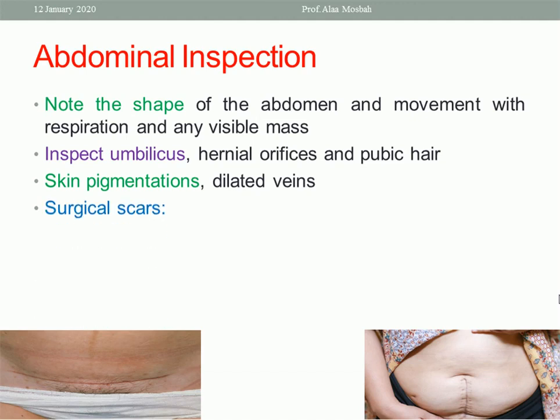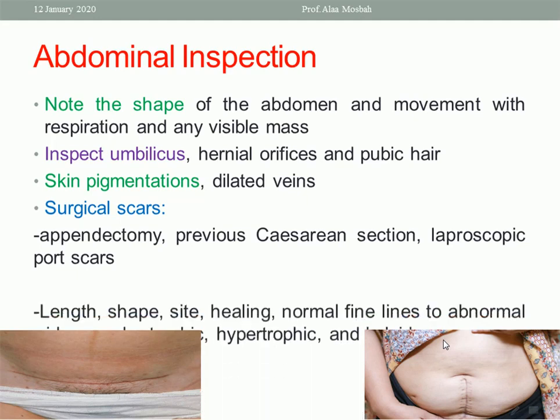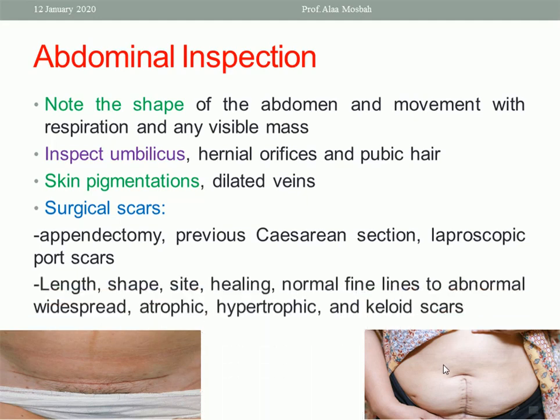Search for any scars in the abdomen, like cesarean scar, and as in this picture, previous cesarean scar, previous midline incision here for laparotomy. And when you see the scar, you should describe the scar as regards the site, the size, the shape, the healing, primary intention or secondary intention, is it atrophic or hypertrophic or keloid scar. It is very important to describe the details about the scar.